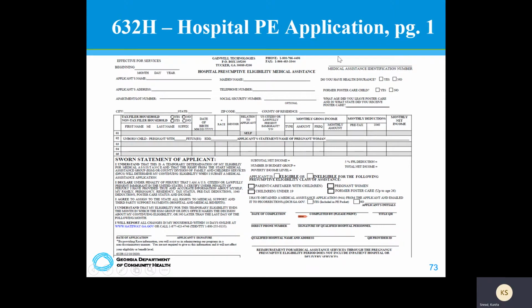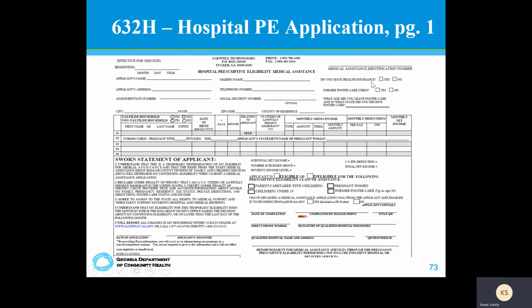Top right-hand corner, it says medical assistance identification number. This should be that 12-digit number that you get from GAMIS, or if they already know it, you put that down. But this should be the number of at least one person that was approved for presumptive. So if they were not approved, but they have a number, I don't need their number. I need the number of at least one person that was approved.